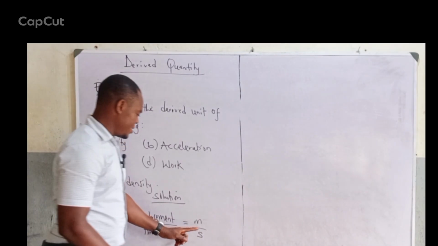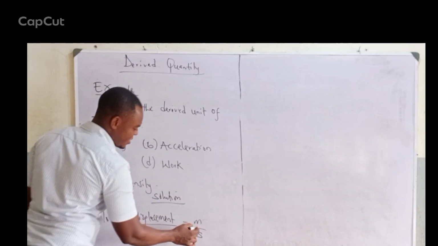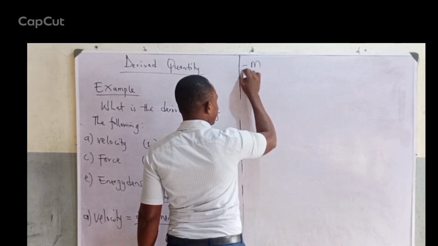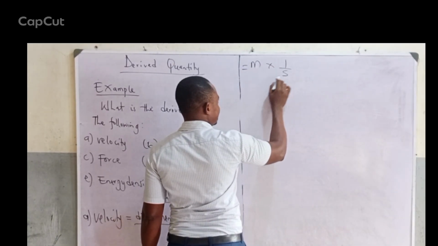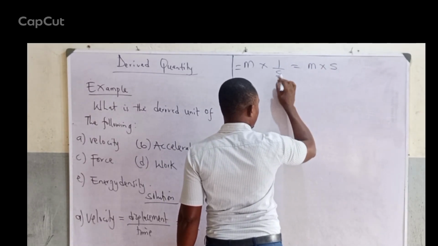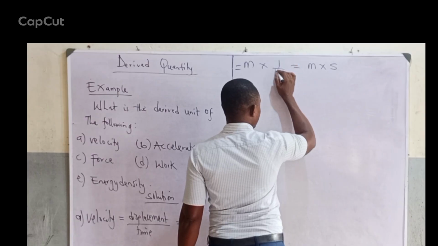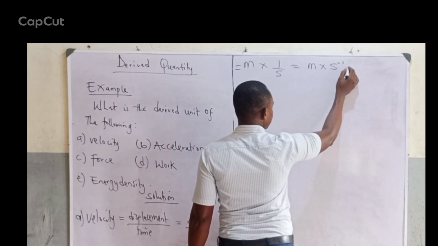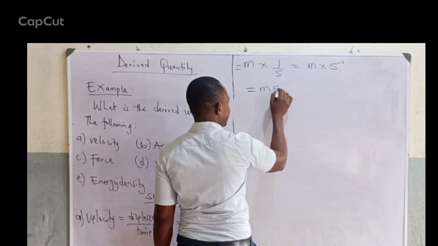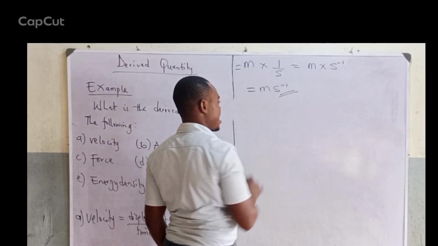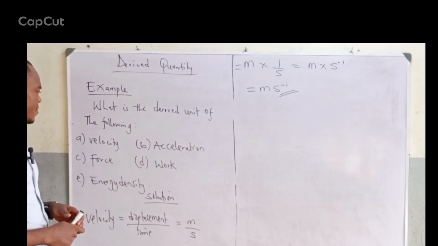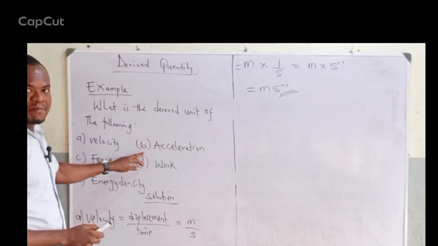Now, this is meter per second, but we can write this linearly as M times 1 over S. So this is M times S will come up. The power of S is 1, and 1 over is minus 1. This is now m s^-1. This is the derived unit of velocity, meter per second.